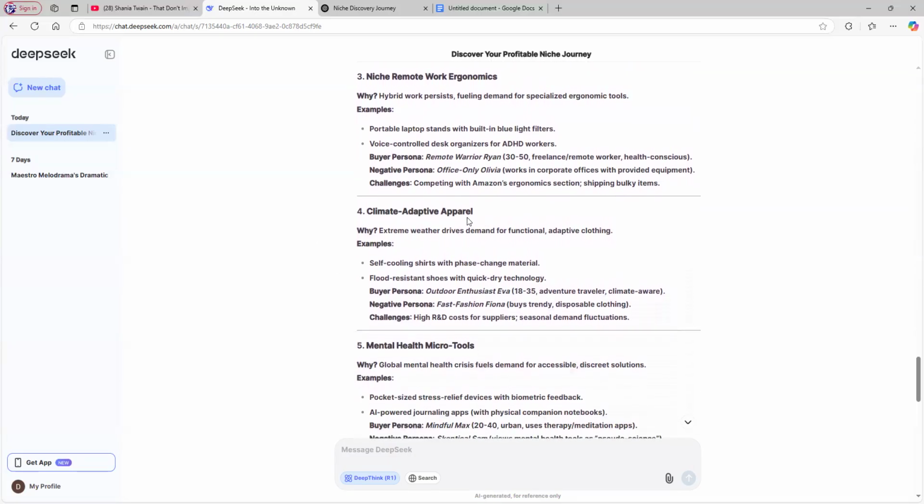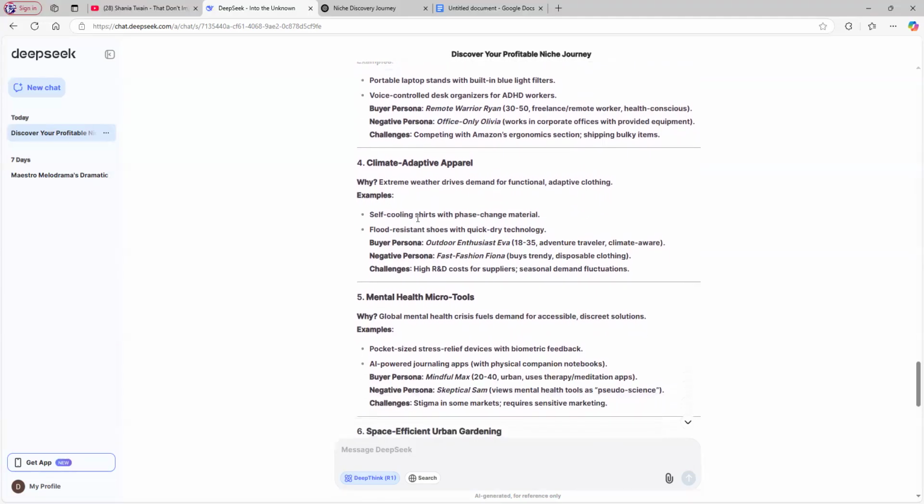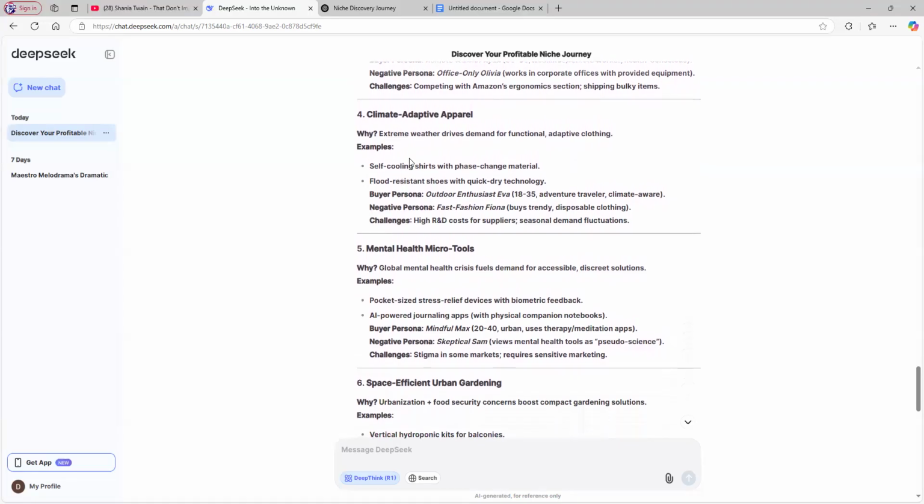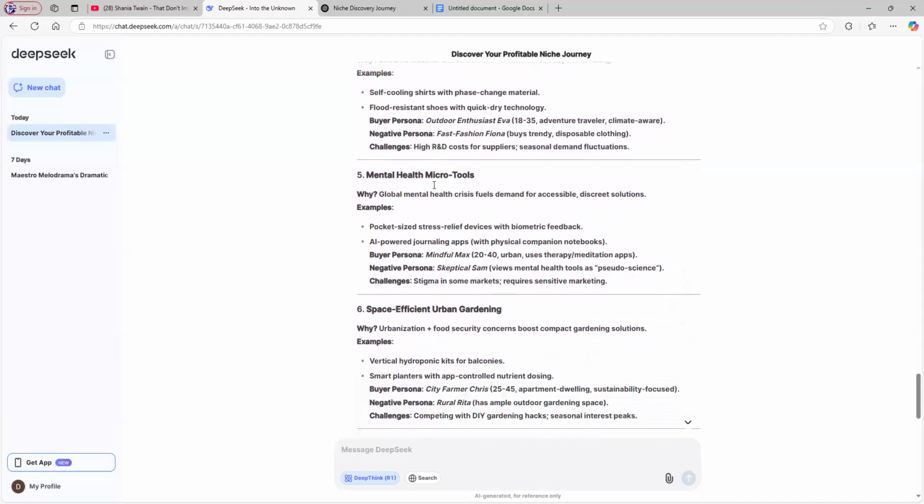Climate adaptive apparel. Okay, extreme weather drives demand for functional adaptive clothes, which is true. Self-cooling shirts with phase-change material. Flood-resistant shoes with quick-dry technology. See, some of these things that DeepSeek is coming up with, I don't think are going to be real products. You can do a hunt on, like, AliExpress for them, but now the self-heating shirts, I've actually seen vests and jackets with that. Don't know how well they work.